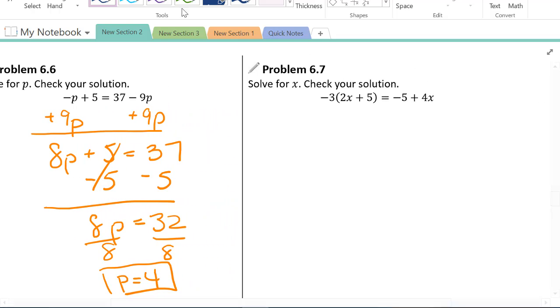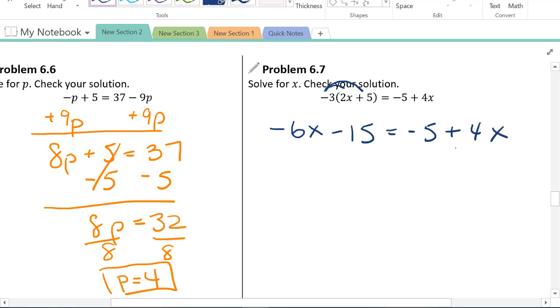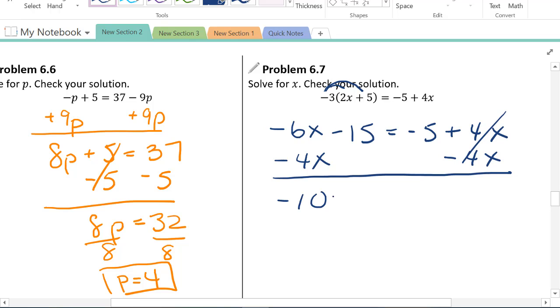So here we're going to have to distribute. So negative 3, distribute that. So negative 3 times 2x is going to give us negative 6x minus negative 3 times 5, which is negative 15, equals negative 5 plus 4x. Again, I'm going to bring all the variables to the left, so I will minus 4x to both sides. Alright, so I cancel out. I'm left with negative 10x minus 15 is equal to negative 5.